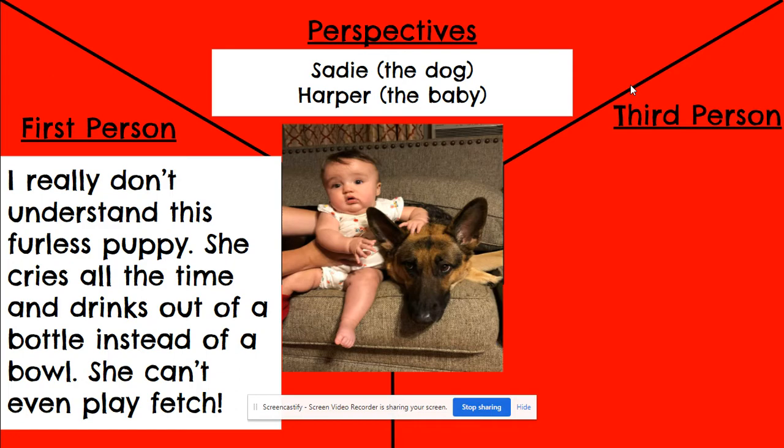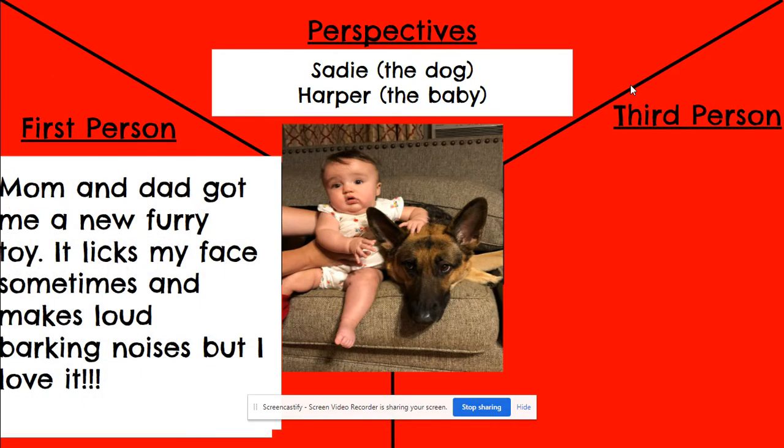But let's look at what first person would look like from Harper's perspective. Mom and Dad got me this new furry toy. It licks my face sometimes and makes loud barking noises, but I love it. So they have different perspectives, but they're narrating the same thing.